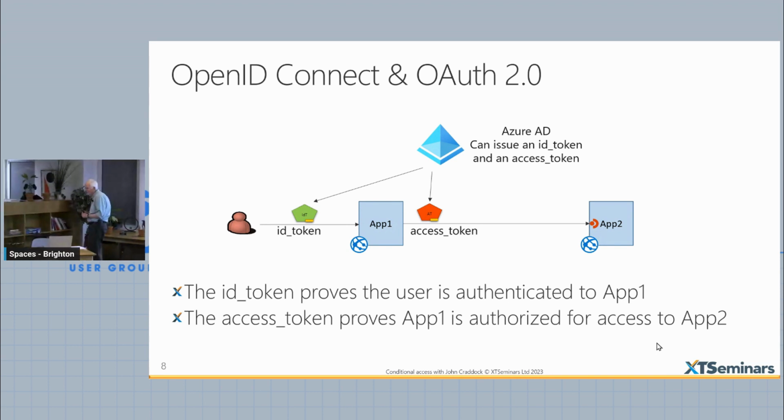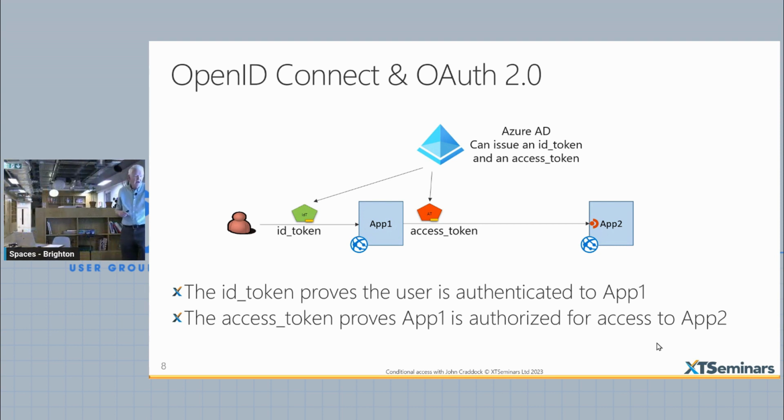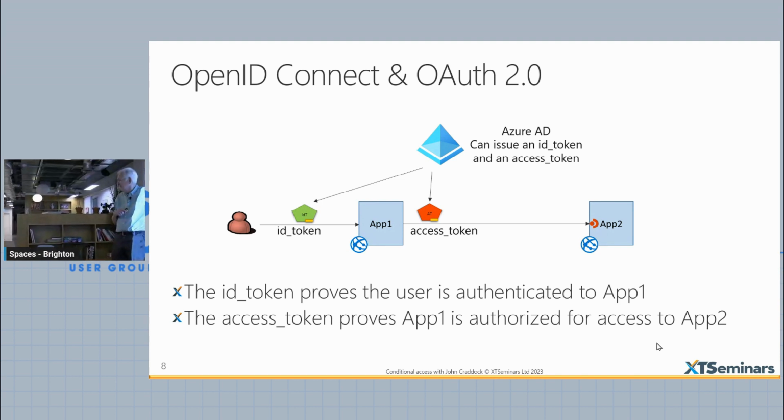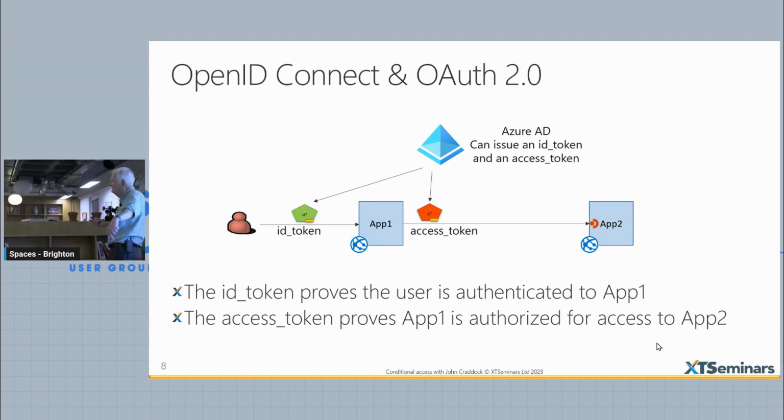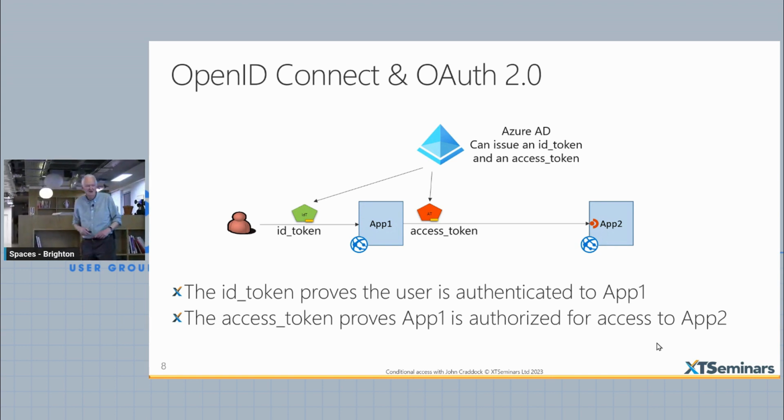So that's the access token issuance. That is OAuth 2. Layered on top of OAuth 2 is OpenID Connect, which gives us an ID token. So the ID token proves the user's authentication to the app. The access token proves that the application is authorized to access the backend app. That token could be with the identity of the app, in which case it's a workload identity, or it could be delegated with the identity of the user, in which case it would be a user identity. So that's OpenID Connect and OAuth 2.